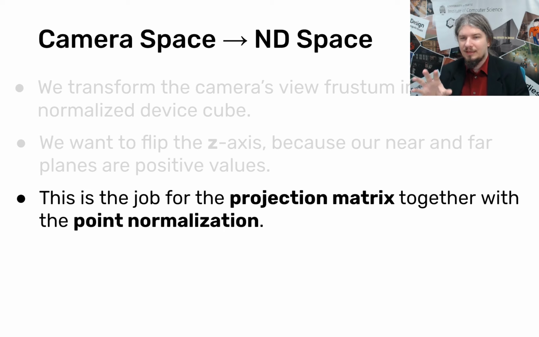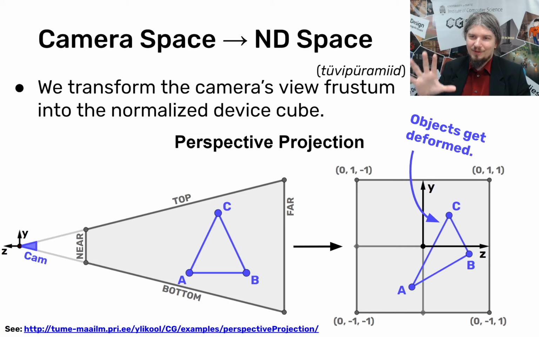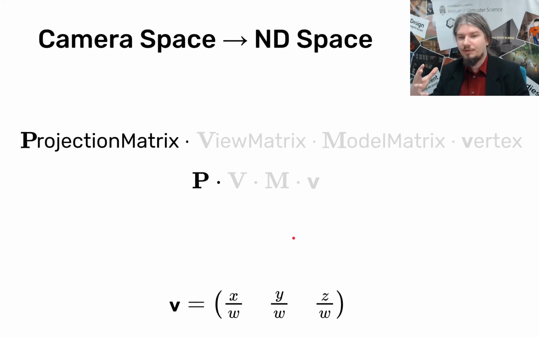But just remember that at some point when we're moving from camera space to the normalized device space, then we take this camera's view volume and squish it into this cube. And this is what the projection matrix does together with this point normalization. So this point normalization, where if you have these homogeneous coordinates, 4 coordinates representing a 3D point, we divide the first 3 by the last one, and we will get an actual 3D point back. This is done automatically by the GPU right after this matrix vector multiplication.